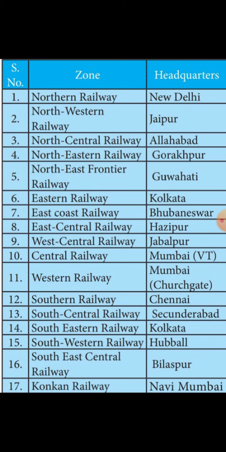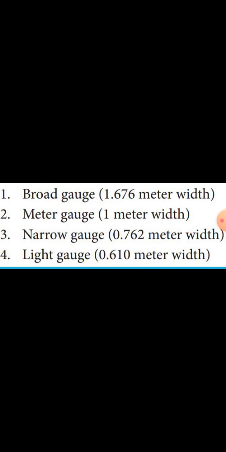Next we learned about the 4 categories of railways. On the basis of the width of the track, the Indian railways fall under 4 categories. The first one is broad gauge, the second is meter gauge, the third is narrow gauge, and the fourth is light gauge. Then there are two other types, Konkan railways and metro railways. With the arrival of Konkan railways and metro railways, some developments have taken place in the railway areas.